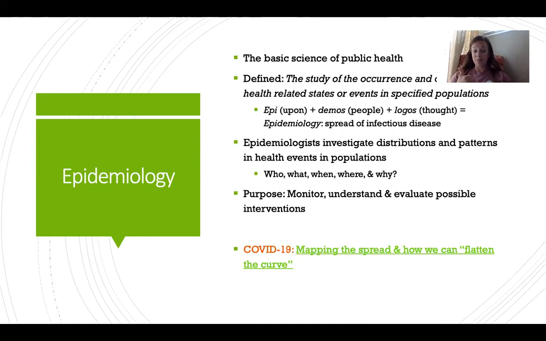Who's getting it? What are they getting, right? So who is prone to getting the coronavirus? What is the coronavirus? We have to understand it. They've been mapping the genetic sequencing of coronavirus. When are people getting it? So how is this transmission occurring? Where is it occurring? Where is it spreading? And why? So what makes it so that coronavirus can spread more easily?